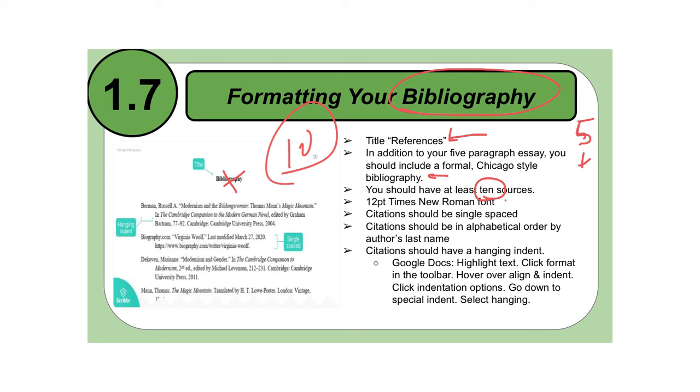Again, your bibliography should be in 12-point Times New Roman font, just like normal. Citations should be single-spaced. Citations should be in alphabetical order by author's last name, so everything is going to be alphabetical by last name. And citations should have a hanging indent. Here is where the instructions are for you to do that in Google Docs. If you do not know how to do a hanging indentation, don't worry about it. Just read these instructions right here, and it will tell you exactly what to do in Google Docs in order to properly format your bibliography for the HI.